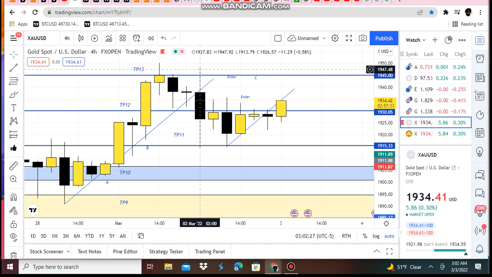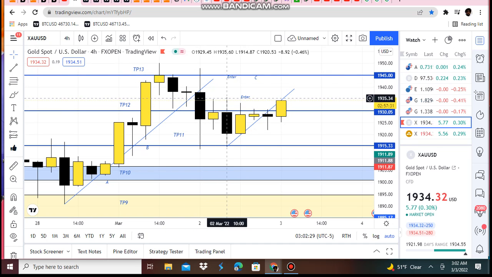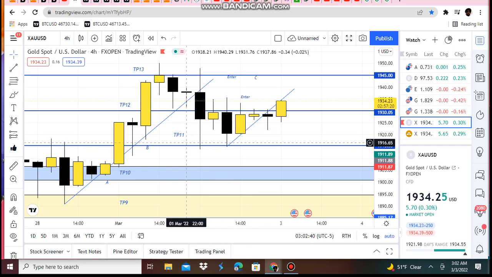Just like it made a lower high up here, it will make a lower high up here. The price won't keep making lower lows. And then once price got to 1935, what did it do? Hit right back down to 1915, our psychological level, take profit 11. And boom, we're out of this trade.